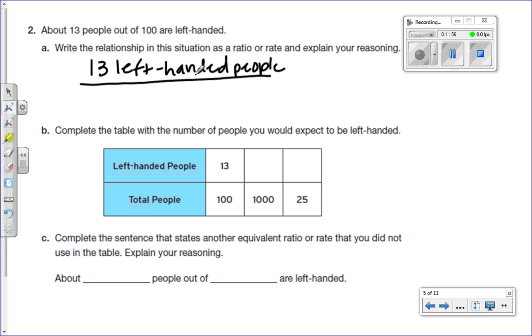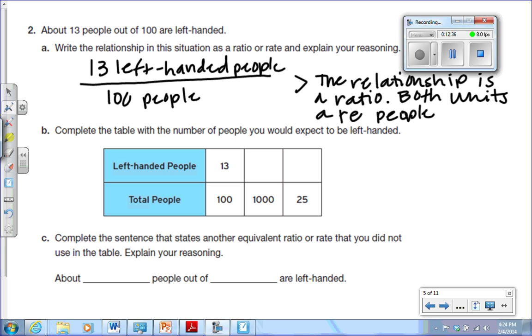And we also have 100 total people. I hope you're thinking to yourself, this should be a ratio because they both deal with people. If we have people in both instances, in both the numerator and the denominator, so both units are the same, then it's a ratio. If we have two different units, then it's a rate. But in this case, we have people in the numerator and denominator, so therefore it is a ratio.